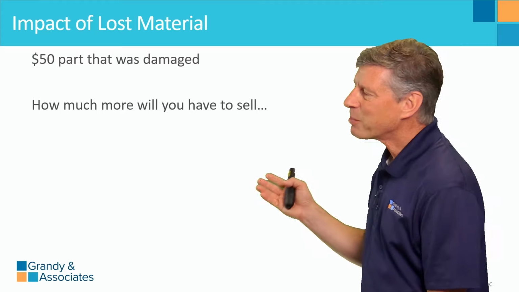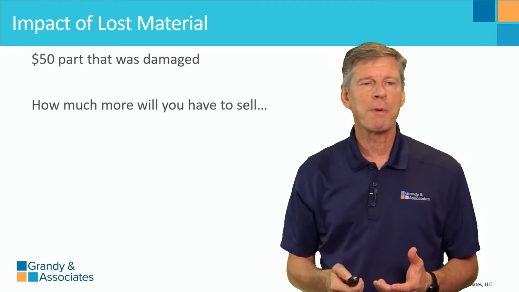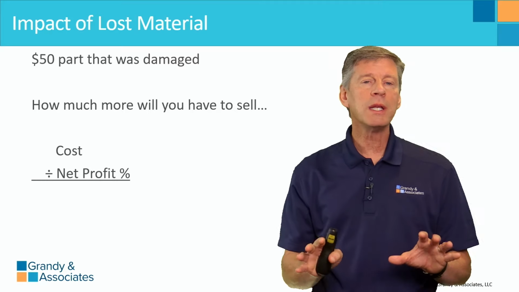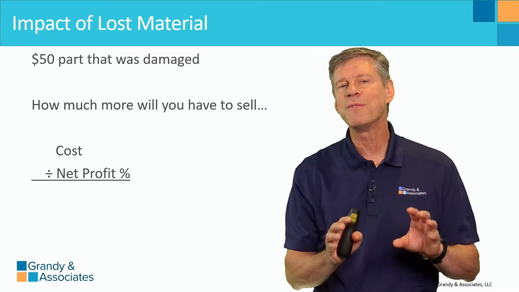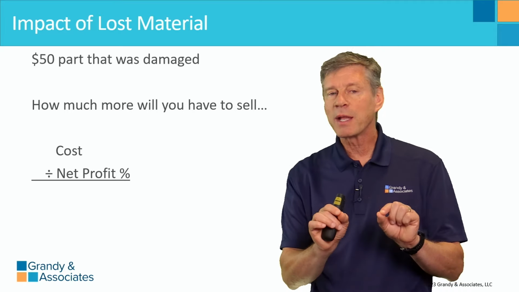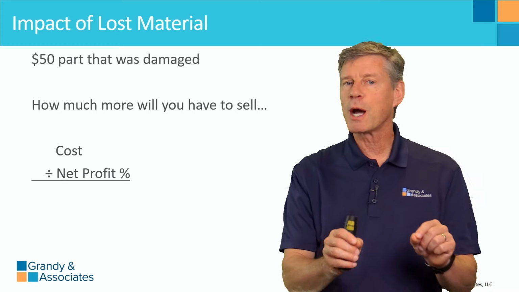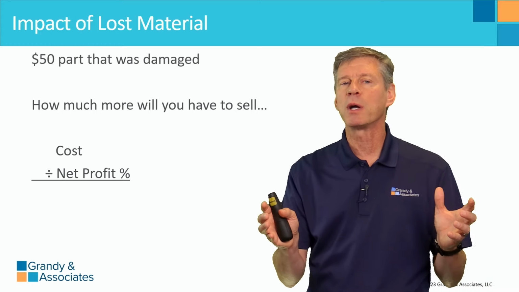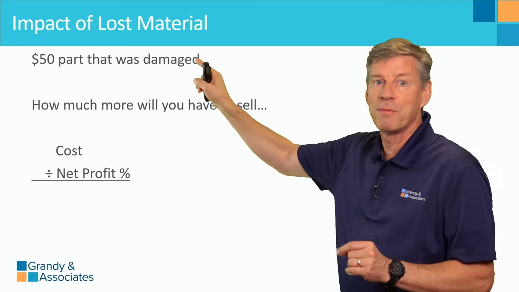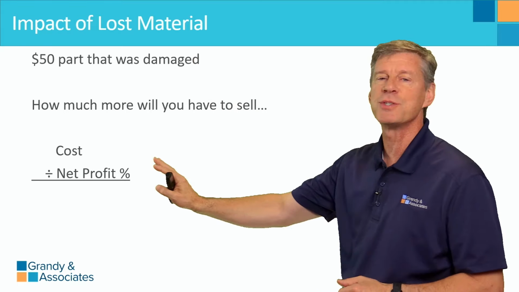Again, how much will you have to sell to make up the cost of that $50 worth of parts and materials? The formula is fairly simple. All you need to do is take the cost of that part divided by your company's overall net profit. I want to be clear: not the net profit of the specific department, because your company as a whole is not going to make as much money because we didn't account for this material in this particular department. So I want to use the entire company's net profit.